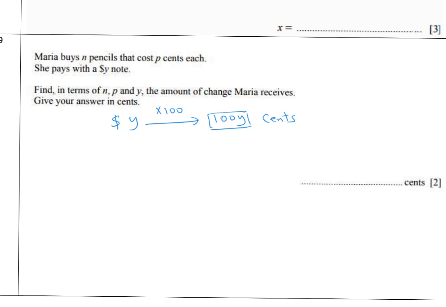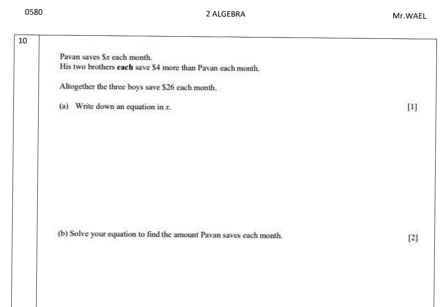Yes, now she bought N pencils, costing P cents each. So now she bought N times P. If I need the amount of change, you should subtract from 100Y, what she has, what she paid for the pencils, minus N times P. This is the answer in terms of Y, N, and P. I think I found it.